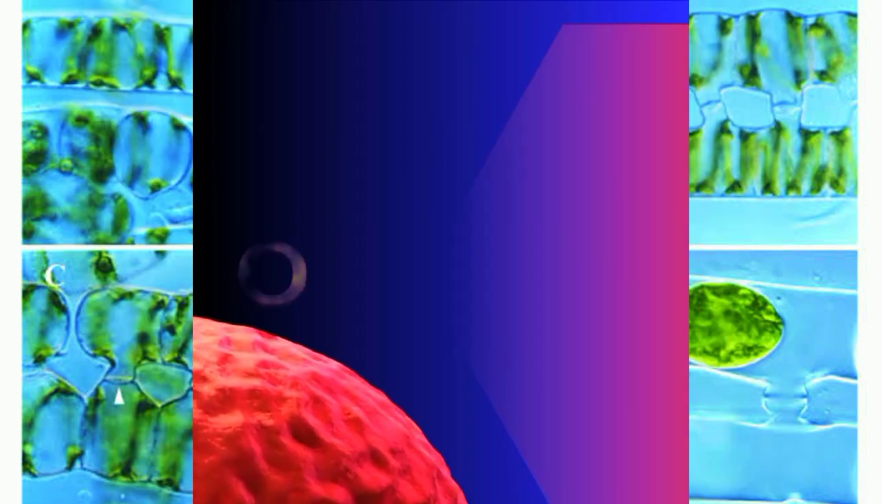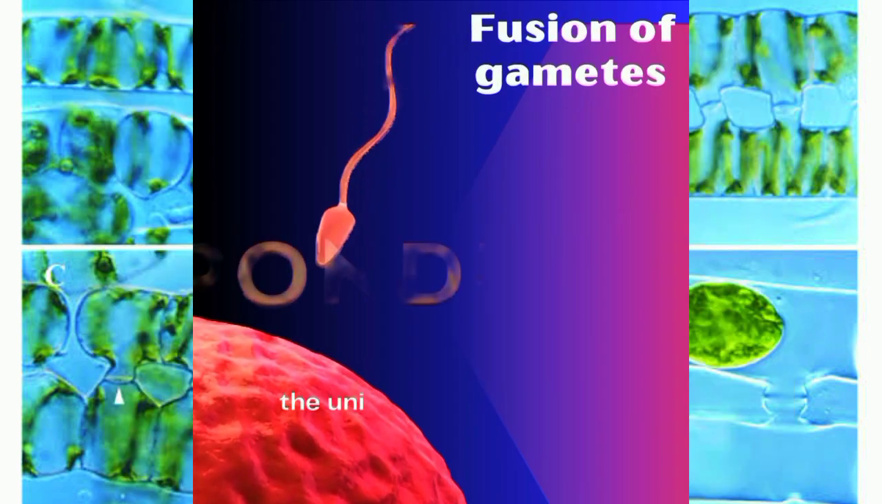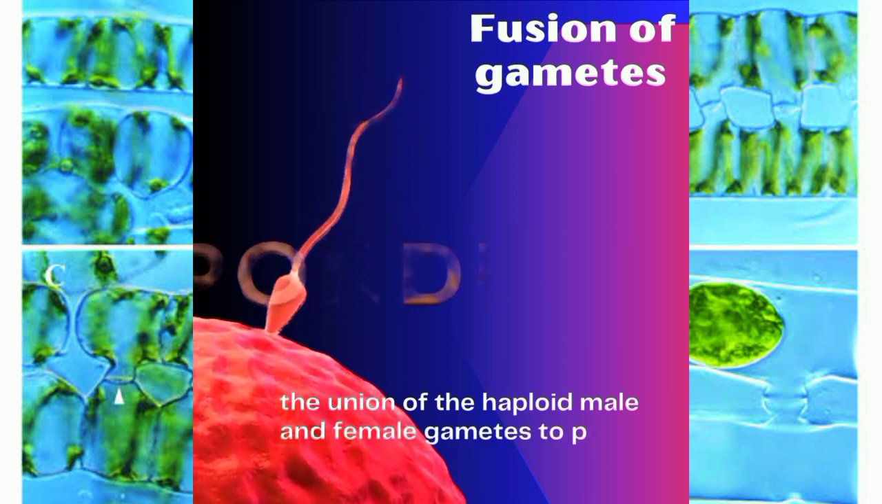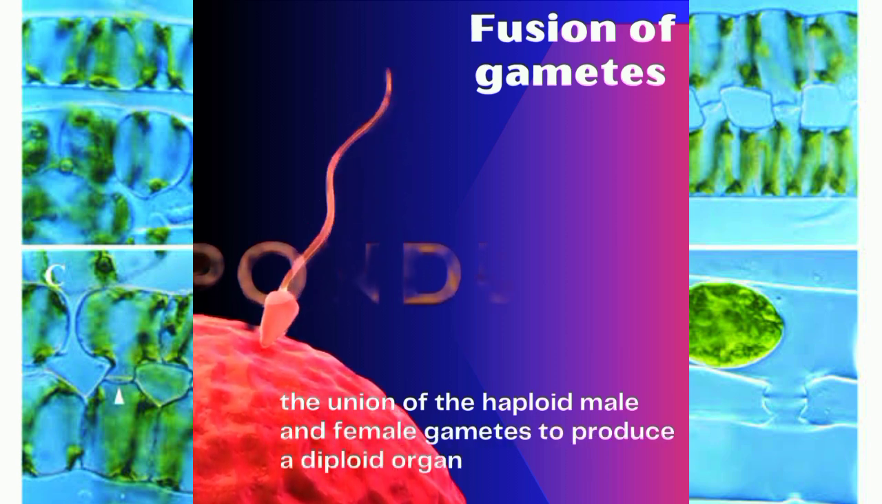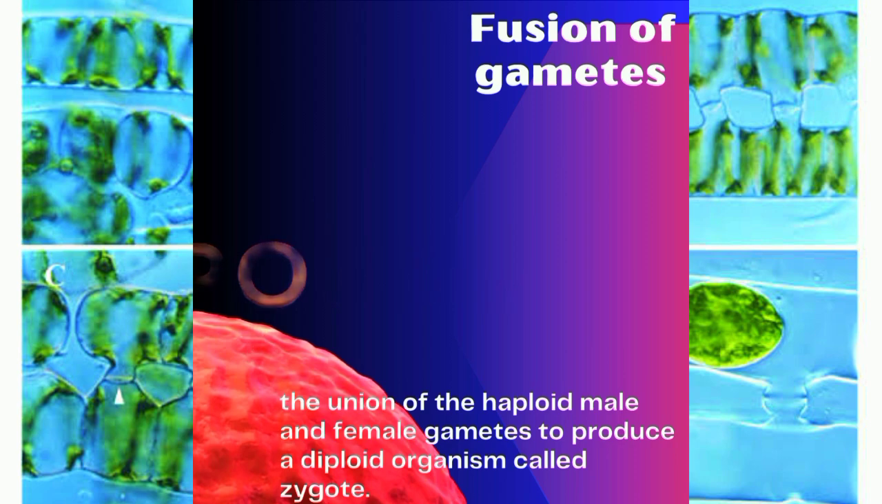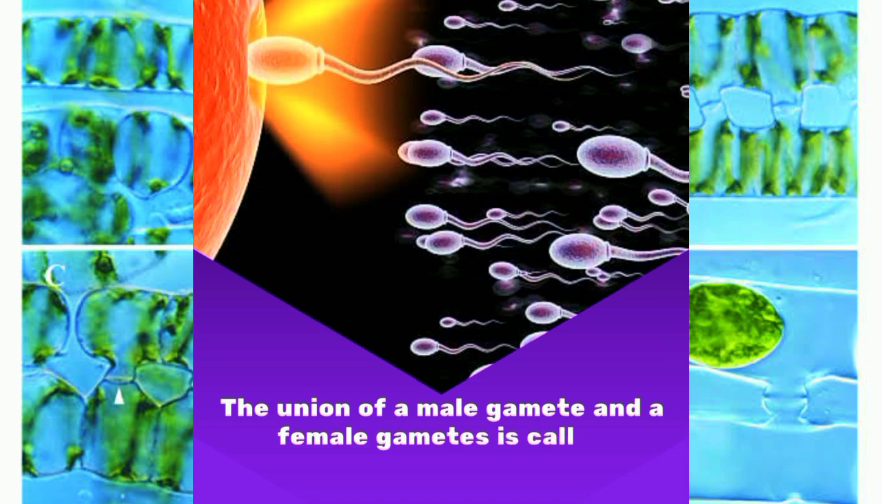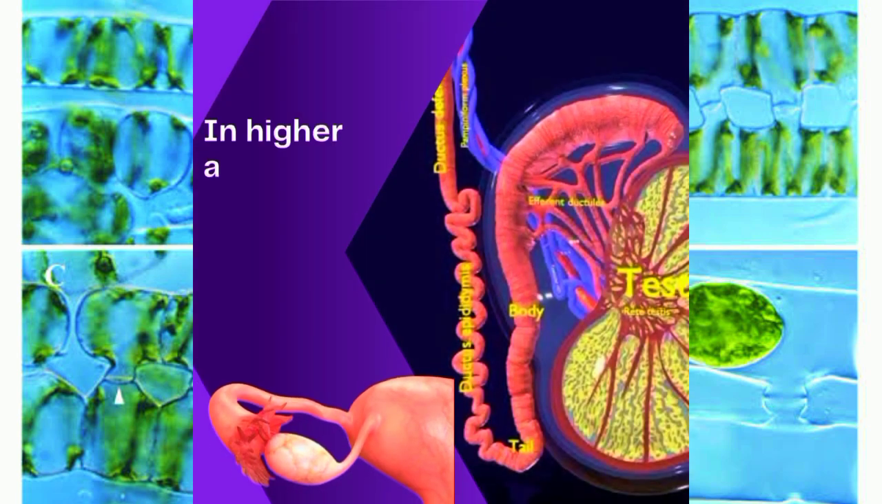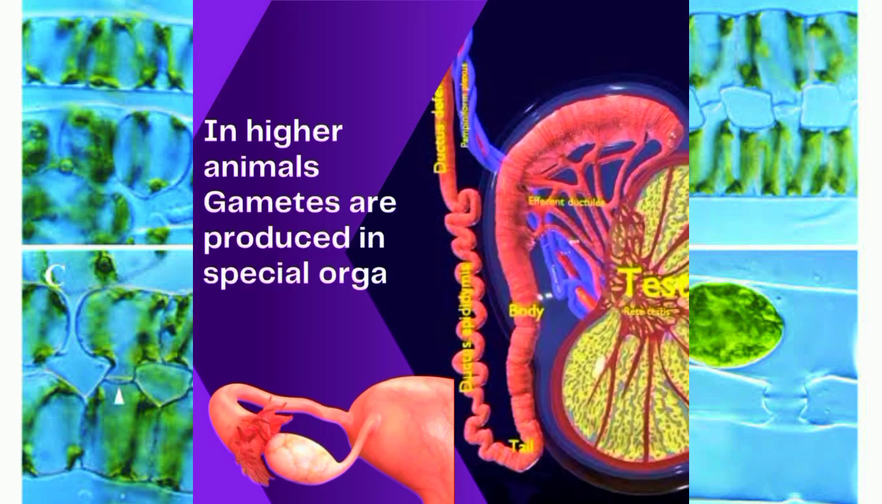Now let's take a look at fusion of gametes. Fusion of gametes is the union of the haploid male and female gamete to produce a diploid organism called a zygote. This process of the union of gametes to form the zygote is called fertilization. In higher animals, these gametes are formed in special organs called gonads.